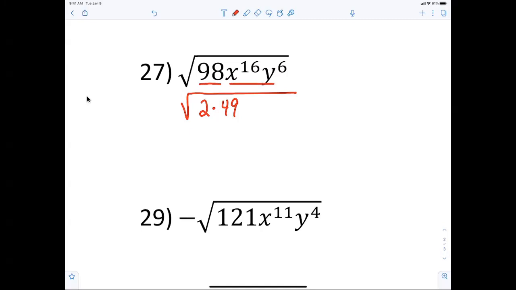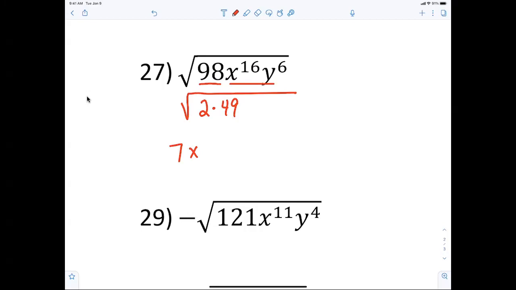So 7, good. x to the 4? No. What's the rule with exponents? Remember, for the exponents, you divide by 2. Kids write x to the 4th because they're taking the square root of the exponent. You don't take the square root of the exponent. You take the exponent and divide it by 2.